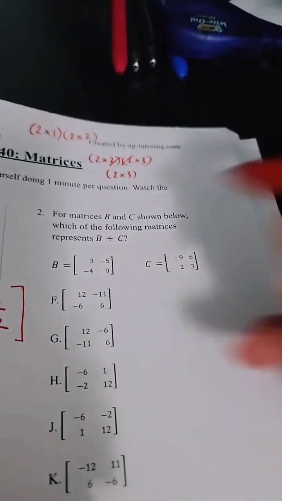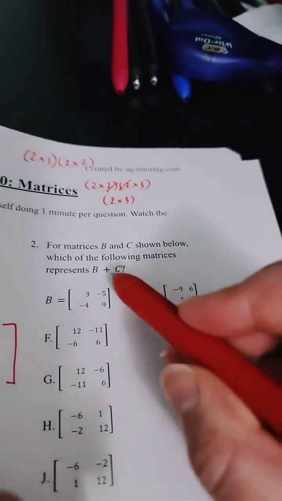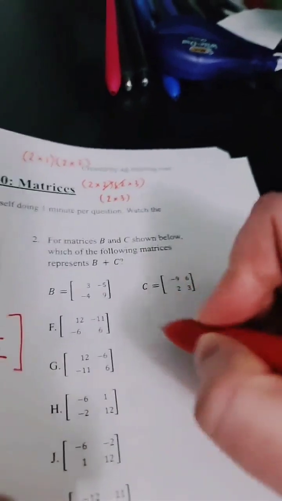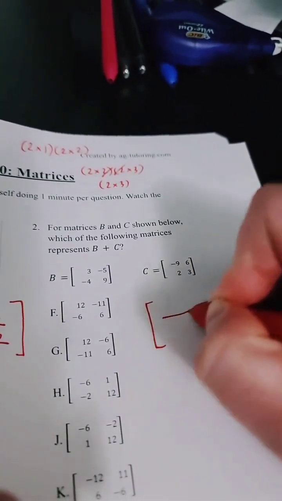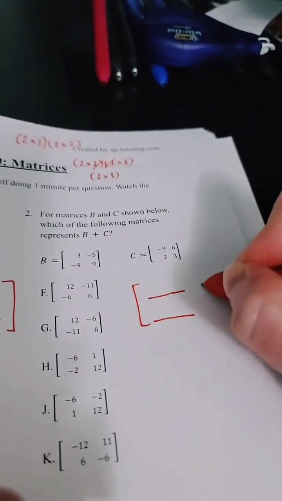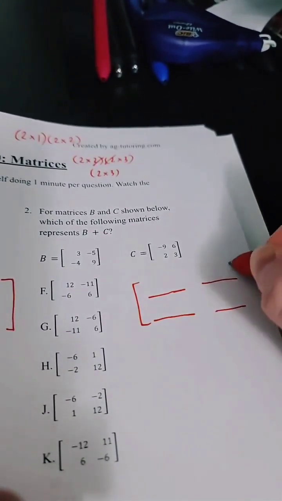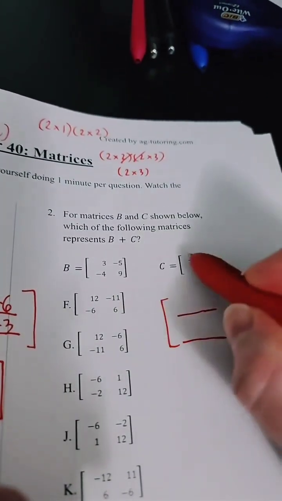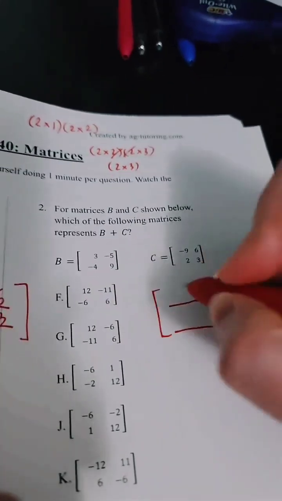So for this one, again, it's just the same thing. You just match up the positions for plus and minus, and you just do whatever it says, plus or minus. So I'm going to put a line for my top left, for my bottom left, for my top right numbers, and for my bottom right numbers. And I'm going to say, okay, I'm going to add these up, b plus c, so it's going to be 3, top left, 3 plus negative 9.